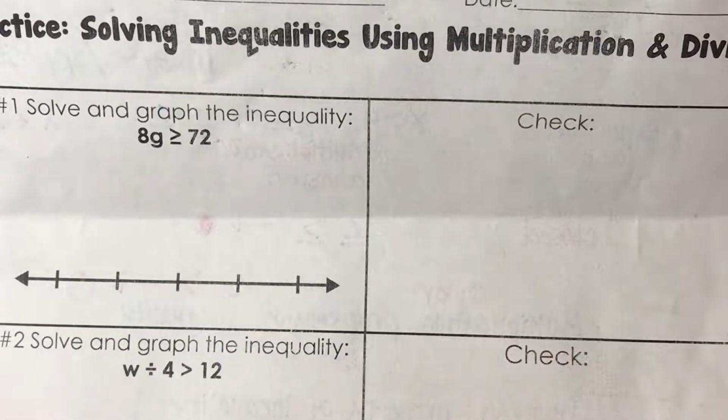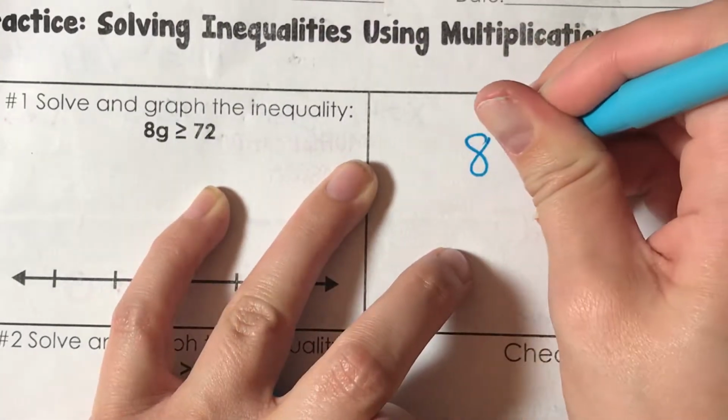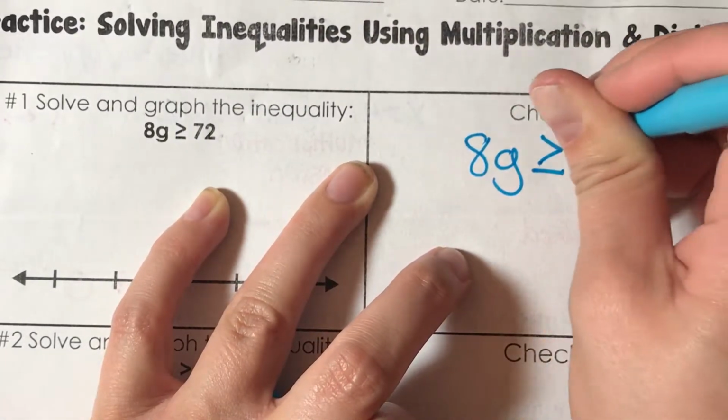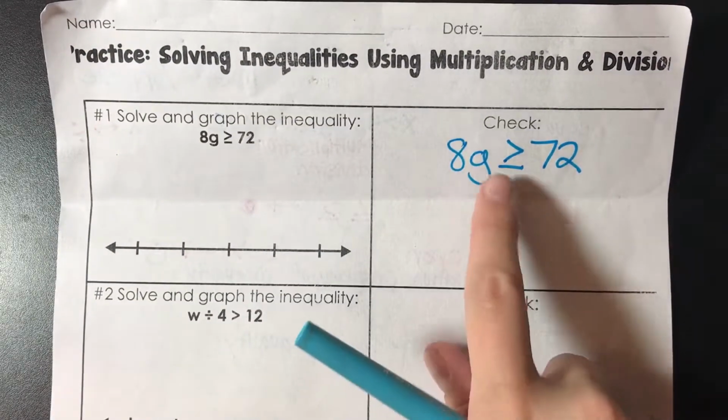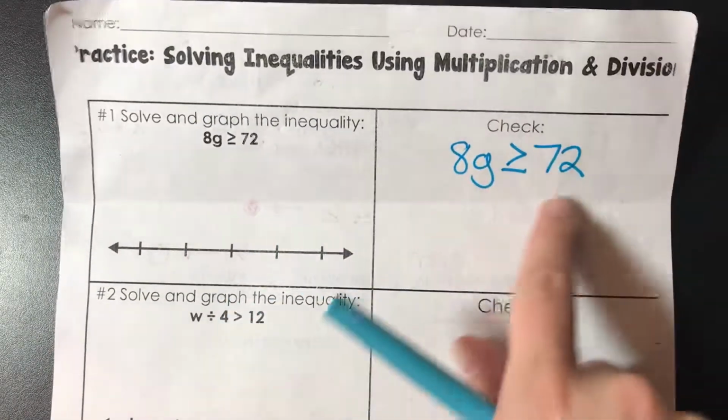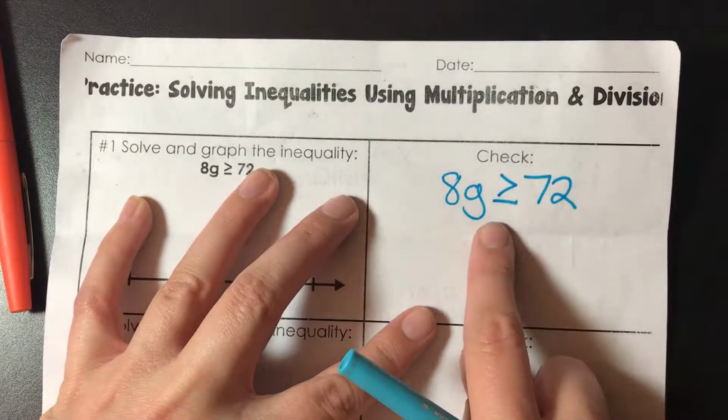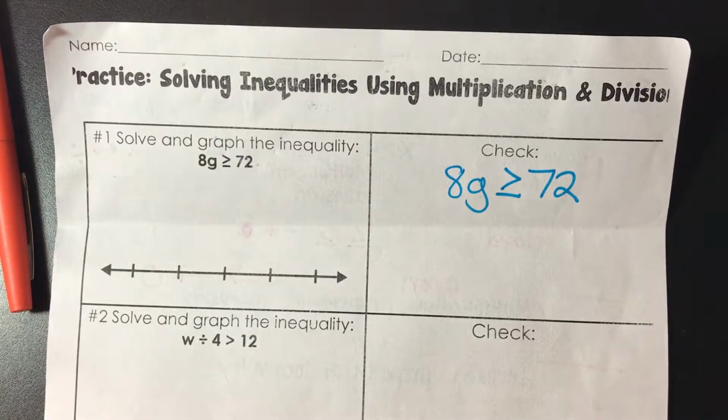So over here, when you check, you need to start with 8 times G is greater than or equal to 72. So when you find your solution set, plug in and guess a number for G like this, not just your isolated variable. Don't just check this. You need to check the original inequality. All right, you are ready to get started.